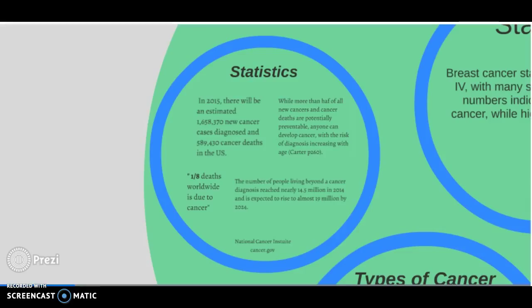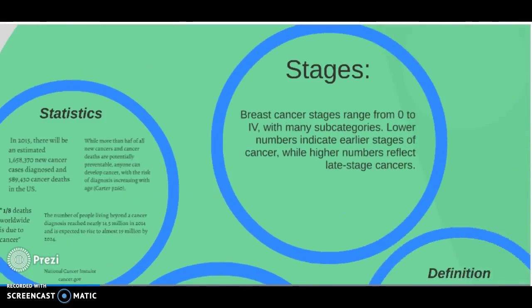This one's from the book. It's 1 out of 8 deaths worldwide is due to cancer, and that one kind of opens up your eyes to how cancer works and where it's at. And then the last one is the number of people living beyond a cancer diagnosis reached nearly 14.5 million in 2014, but is expected to rise to almost 19 million by 2024. And that was kind of a hopeful statistic we found to lighten the mood.